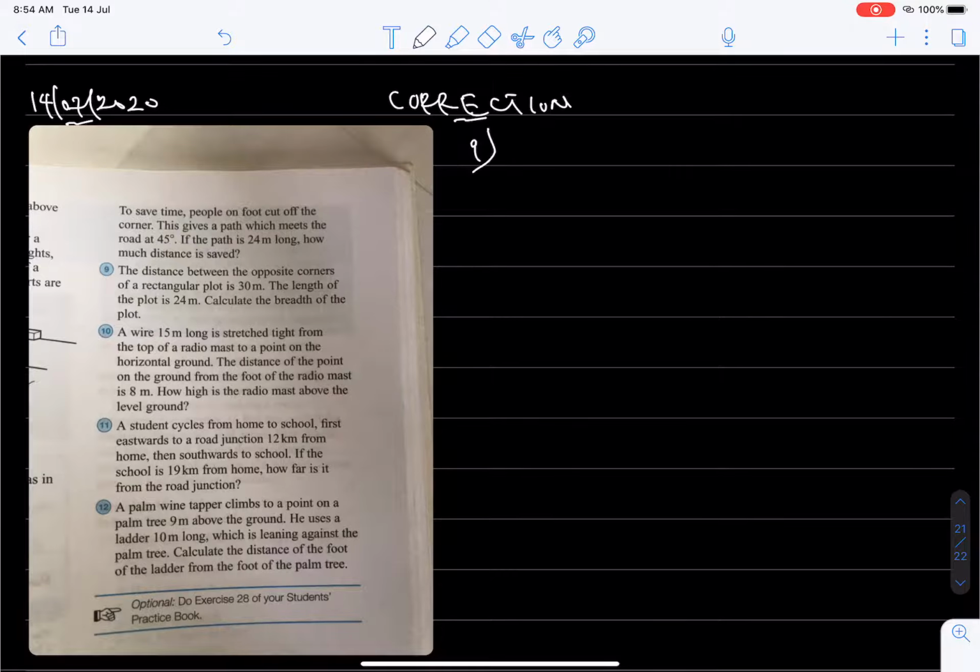So how do we find the breadth of the plot? I can simply bring out the right angle. Of course, each of the angles inside the rectangle is a right angle. So I'm bringing out this right angle triangle. In that right angle triangle, this is B, and this is the diagonal, which is 30 meters, while this is the length, which is 24 meters. Now, how do you find the breadth of the plot? This right angle triangle, of course.